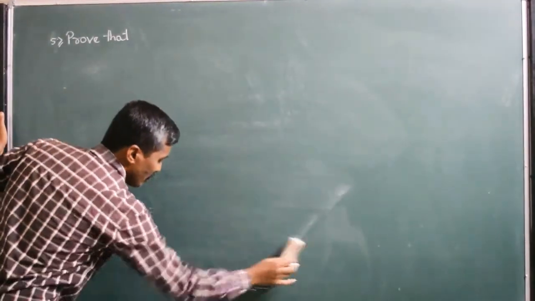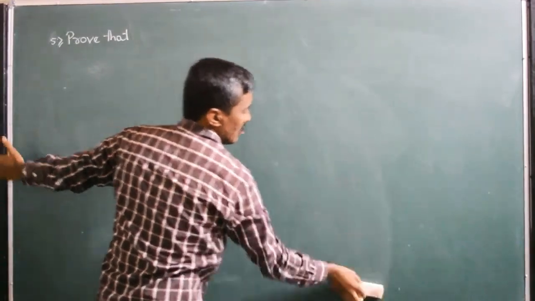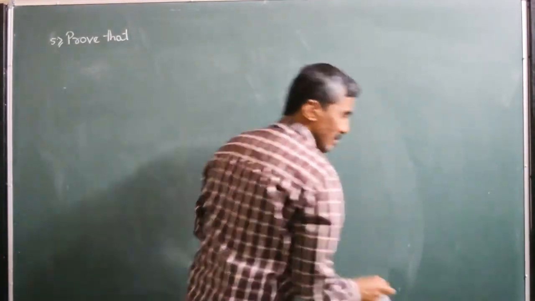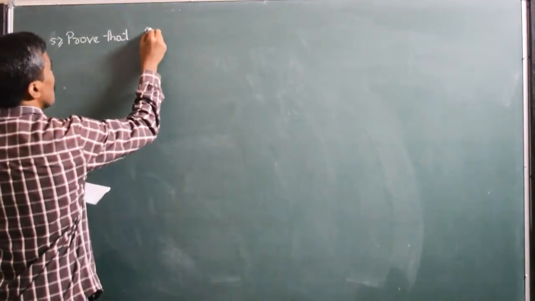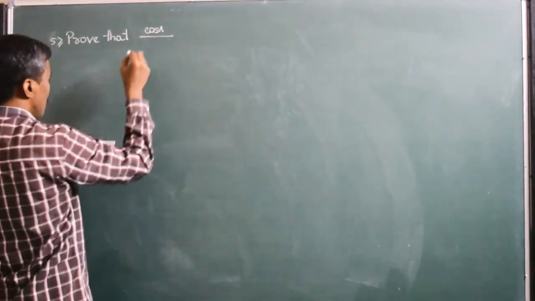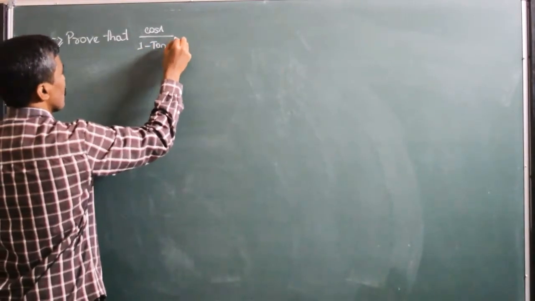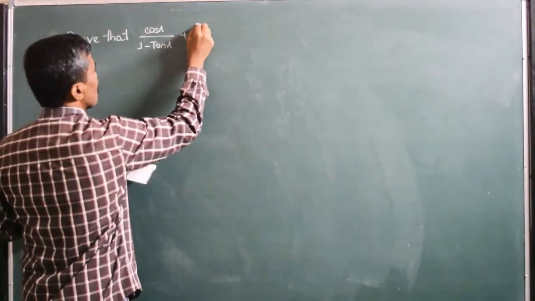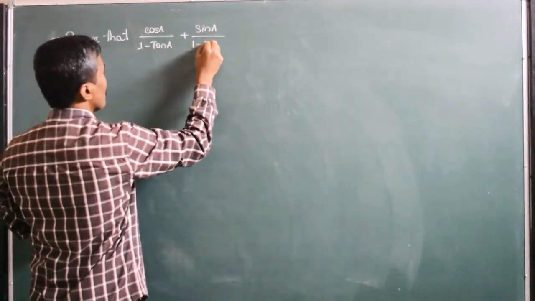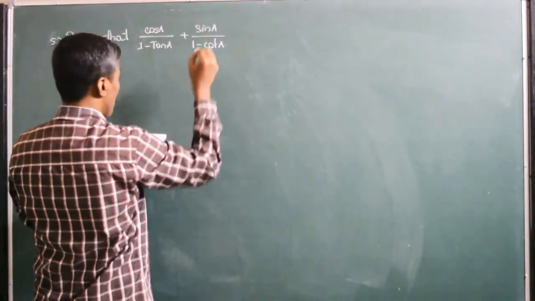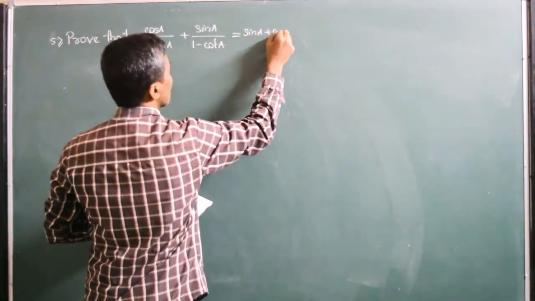Fifth problem is very important from the point of examination. Okay, please concentrate. Prove that cos A divided by 1 minus tan A plus sin A divided by 1 minus cot A is equal to sin A plus cos A.